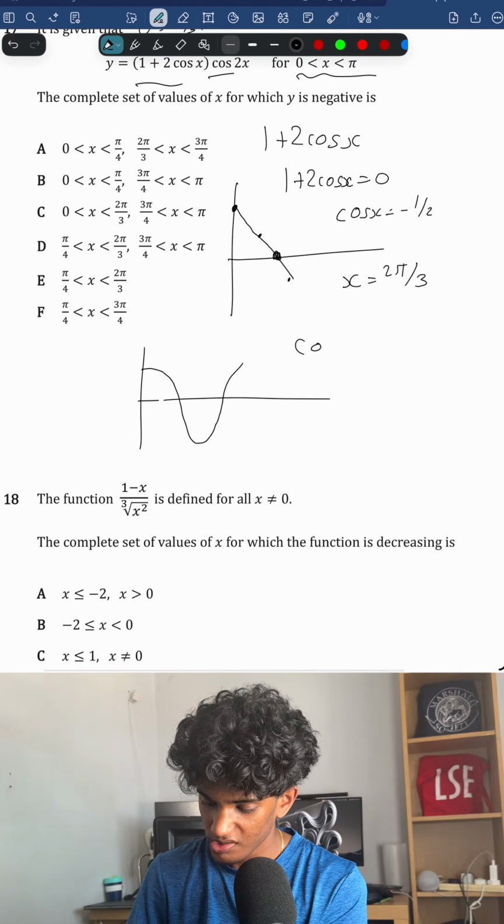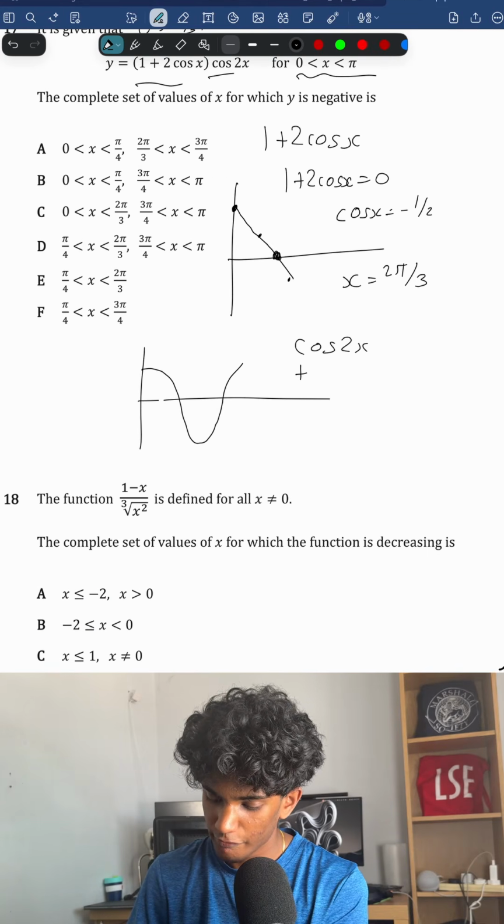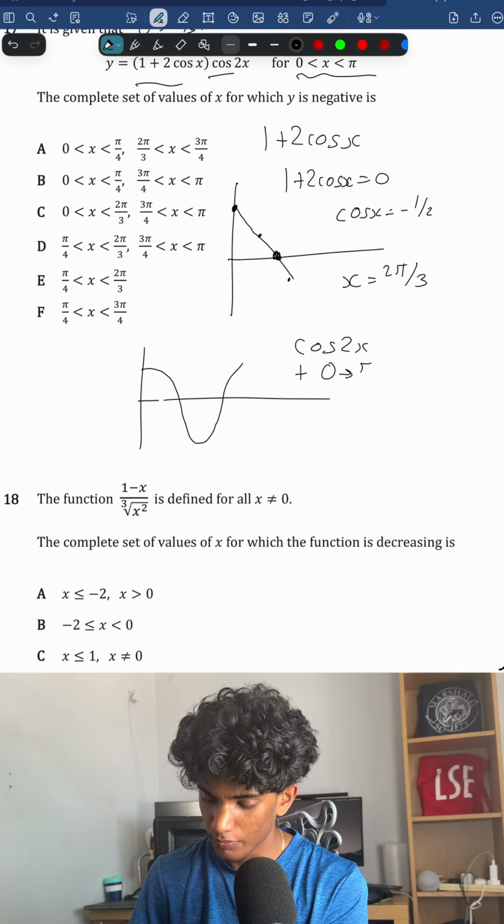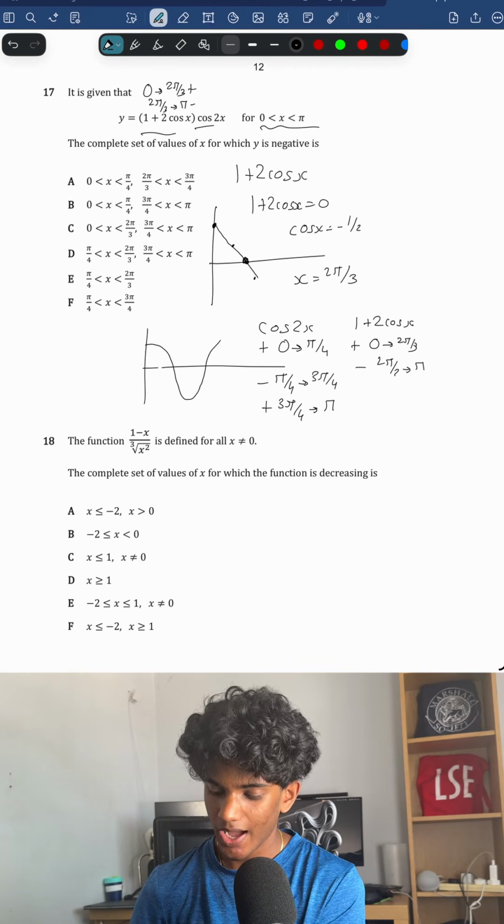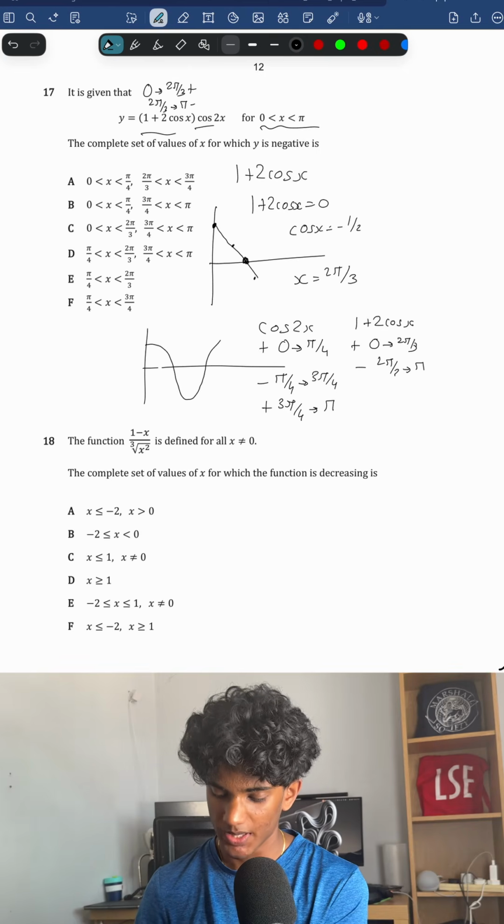So cos 2x is going to be positive from 0 to pi over 4. It is going to be negative from pi over 4 to 3 pi over 4. And it is going to be positive from 3 pi over 4 to pi. We have our ranges. Now let's work out where exactly one of them is negative.